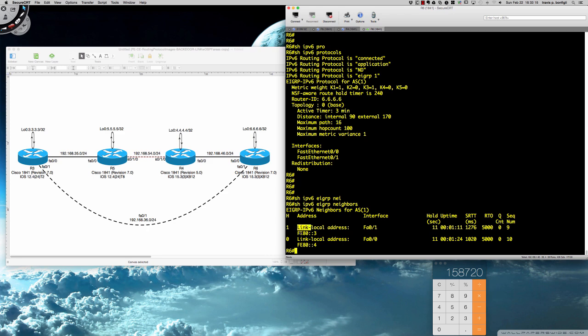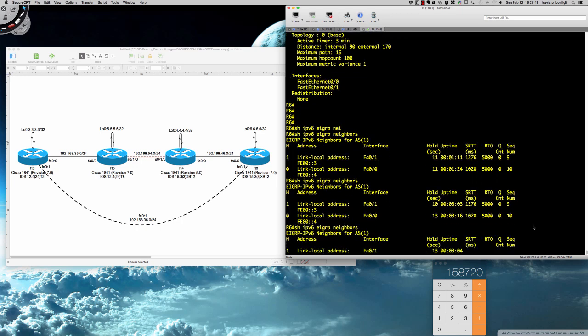So then again, remember, we're going to be looking at our link local addresses. Those are the addresses IPv6 is interested in with the adjacency. And then here's the interface, the local interfaces, right? So on router 6, these are router 6 interfaces on which he's receiving EIGRP for IPv6 hello packets. Okay? You've got the hold time, and that's the number of seconds that are remaining until the adjacency goes down.